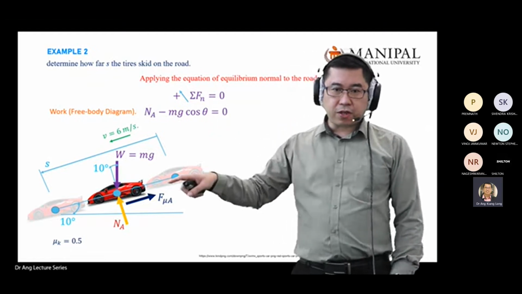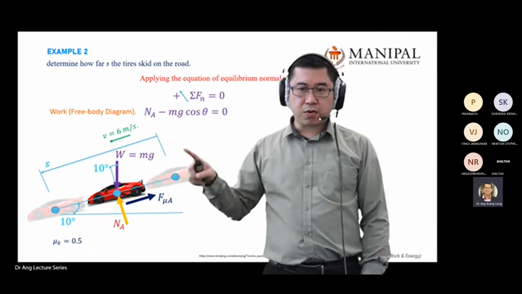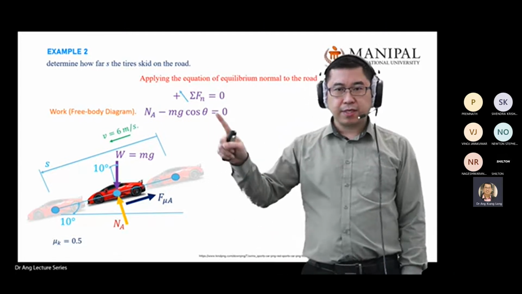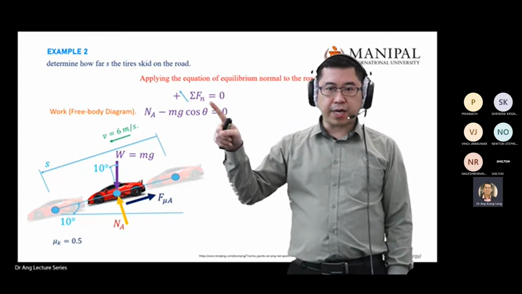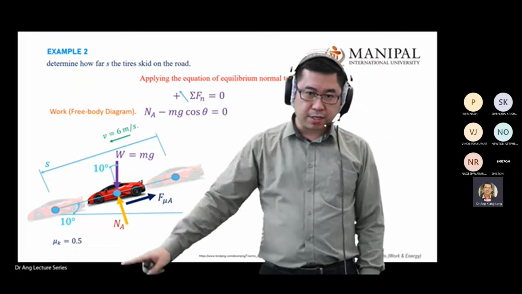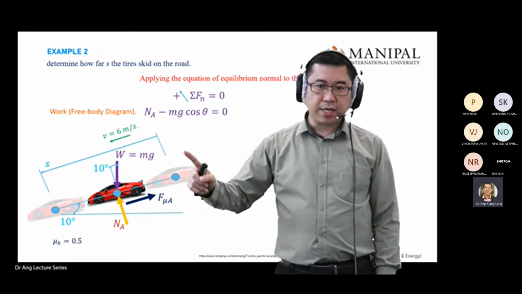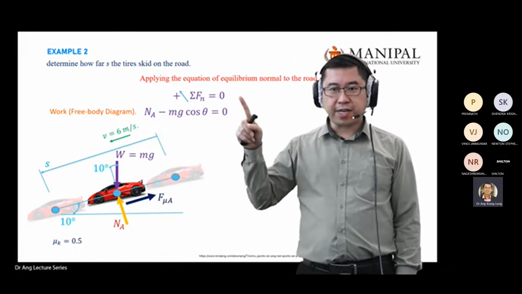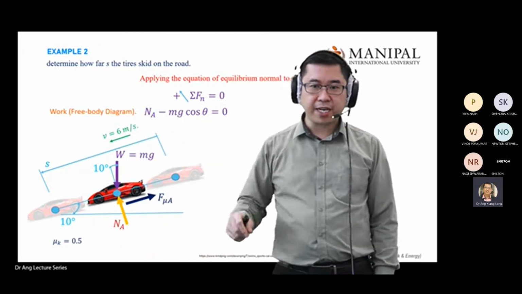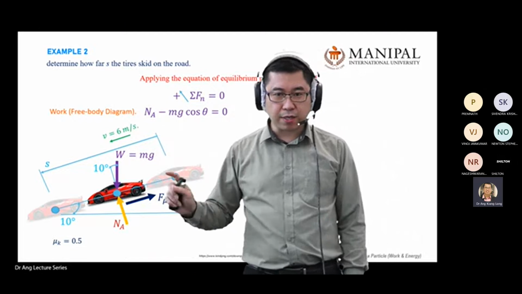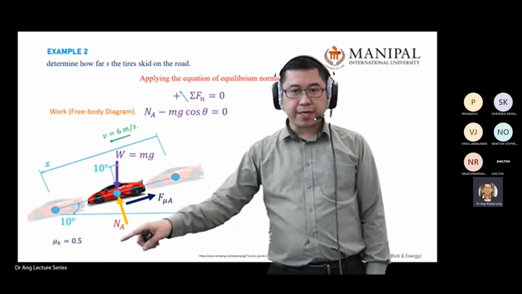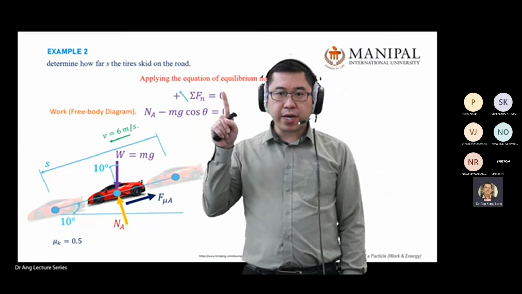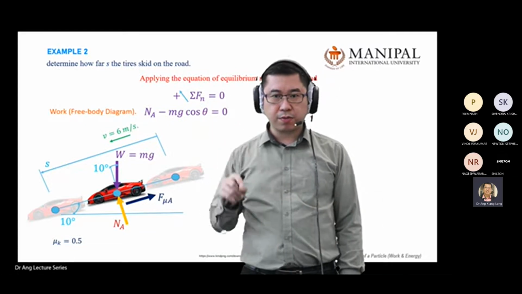All the forces in the normal direction equal 0, because F equals ma. We look at the normal direction. This is the normal direction. There's no acceleration in the normal direction. If there were an acceleration, then the car would be flying. But in this case, the car sticks to the sliding plane. So F equals ma, and there's no acceleration in the normal direction, so 0.